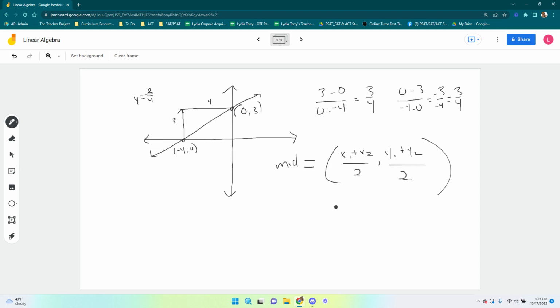Okay. The average of -4 and 0 is -2. And the average of 0 and 3 is 1.5. The midpoint of this line is -2, 1.5. We do not need the midpoint formula. I'm trying to save you brain space. You have to know what an average is. So since you already have to know what an average is, how to find averages, you don't need to know the midpoint formula.